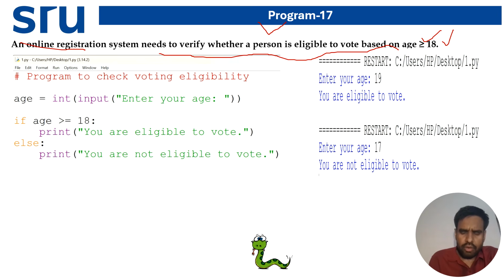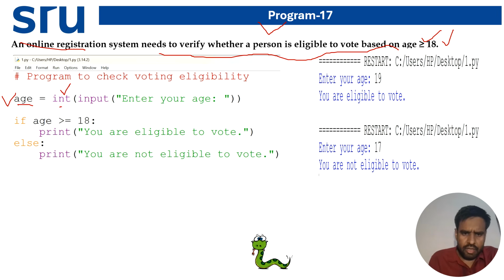So how can you write this program? What is the approach to write this program? First you take the condition, check the variable. I'm taking the variable age. Now I'm taking the input as int, integer data type, because age is in integer form.